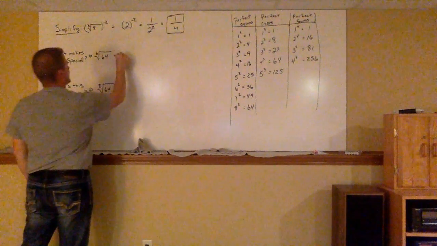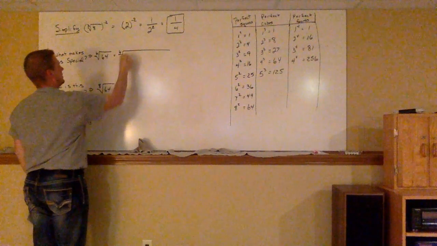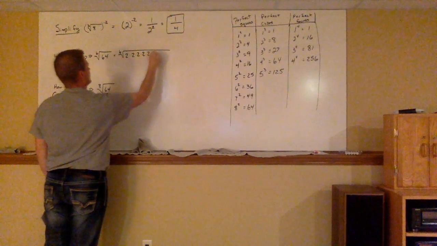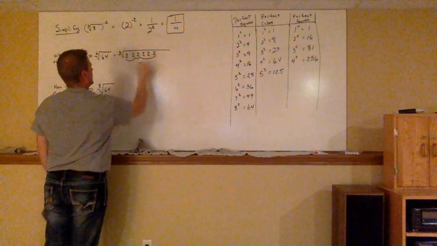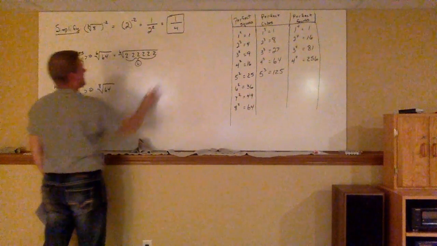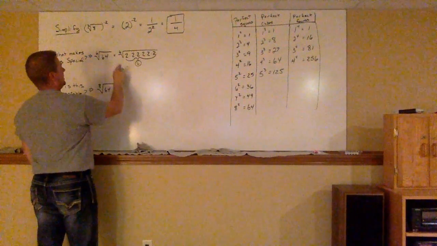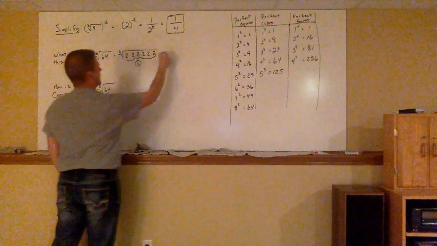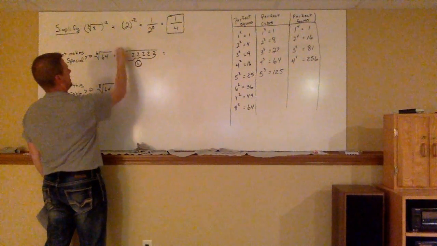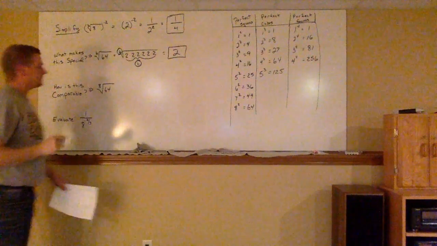Well, what makes this one special is when I'm looking at the sixth root, if I take 2 times 2 times 2 times 2 times 2 times 2, 6 2's, and multiply 2 times itself 6 times, we get 64. The sixth root of 64 is, because there's a group of 6 of the same number underneath that root, that's just going to be 2.